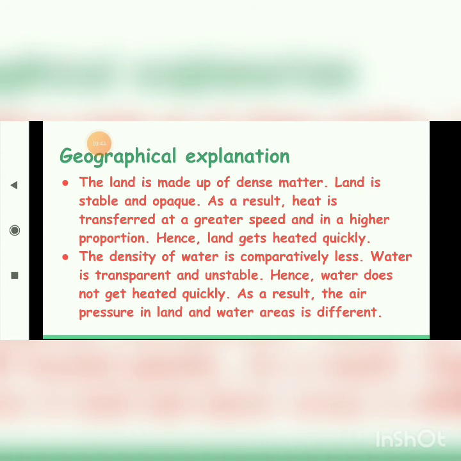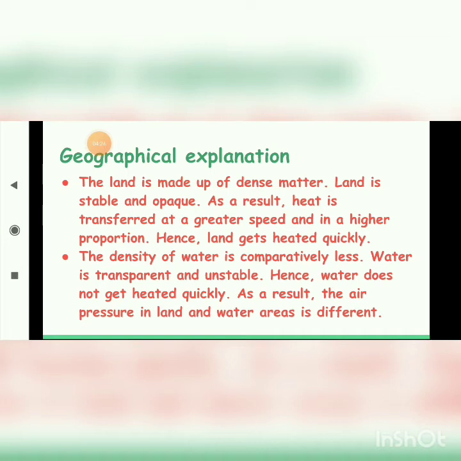Geographical explanation. The land is made up of dense matter. Land is stable and opaque. So how is the land? It is stable and it is opaque. As a result, heat is transferred at a greater speed and in higher proportion. Hence, land gets heated very quickly. So how does land get heated very quickly? Because land is made up of dense matter, it is stable and opaque. So, heat is transferred at a greater speed and in high proportion. So, land gets heated quickly.